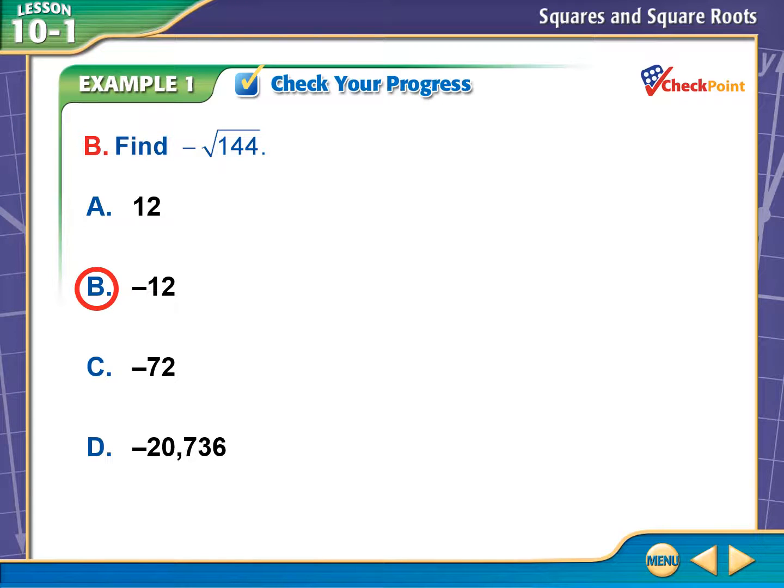And you should have gotten negative 12, okay? Because again, we know that 12 squared is 144, or negative 12 squared is 144. So when I take the square root of 144, I know it's going to be either 12 or negative 12, and since we're interested in the negative root, my answer is negative 12.